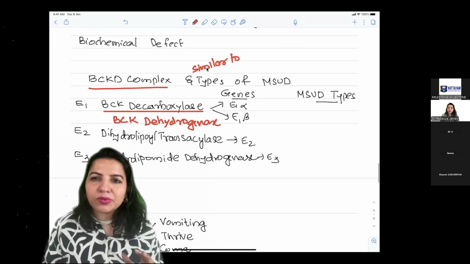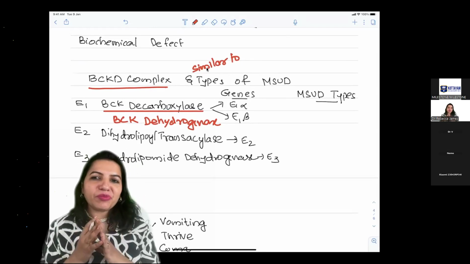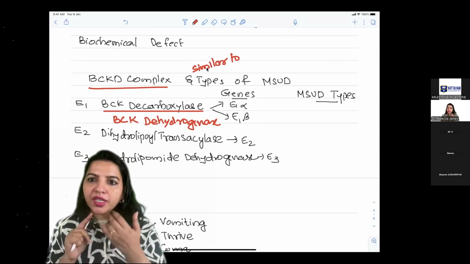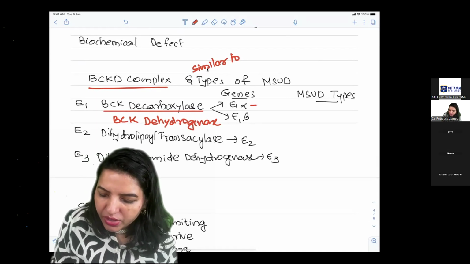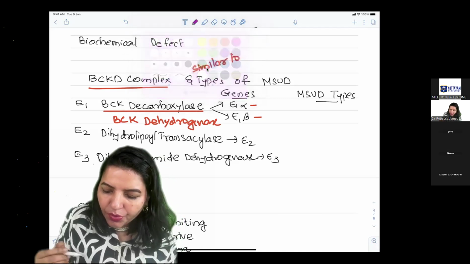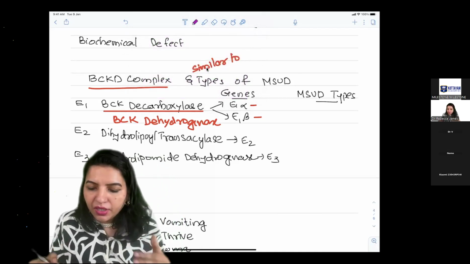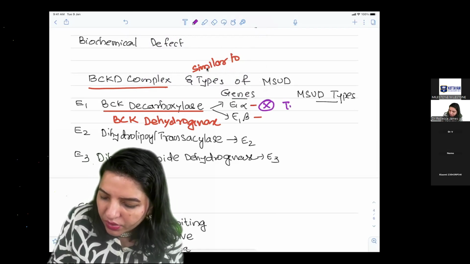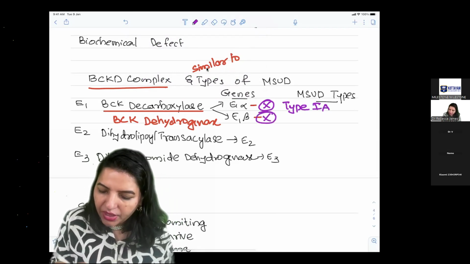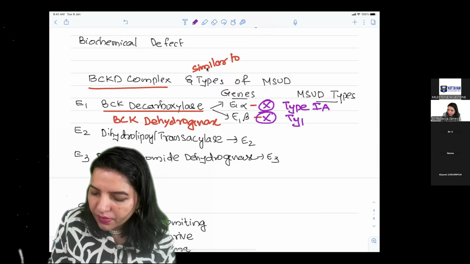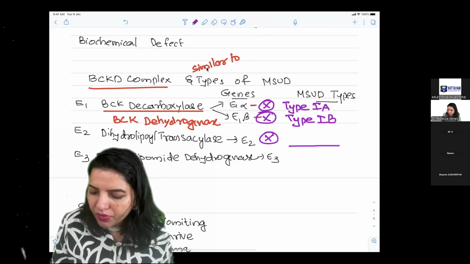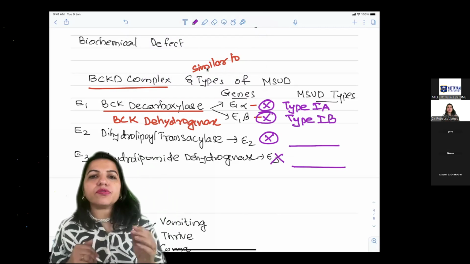Here I have written a difficult thing: the types of MSUD. It is very easy actually. I told you there are three enzymes, E1, E2, E3. E1 is a product of two genes, E1 alpha or E1 beta. So if there is a defect in E1 alpha, it causes type 1A MSUD. If there is a defect in E1 beta, then it causes type 1B. If there is a defect in E2, now tell me what is this? If there is a defect in E3, what is this? You have to tell me.